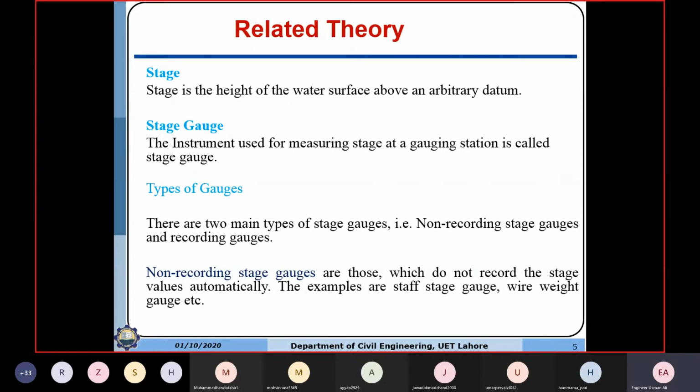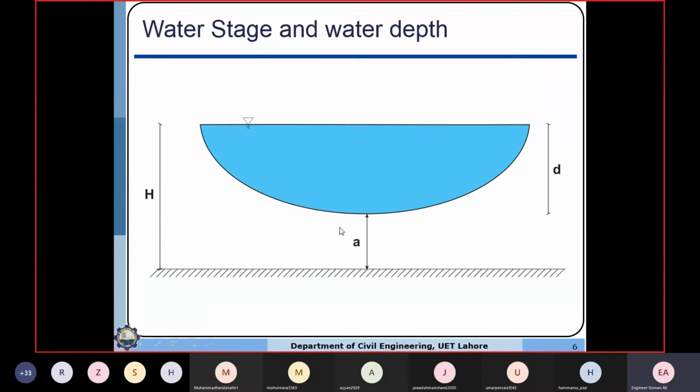Stage gauge is the instrument used for measuring the stage. And remember this: if we take the channel bed as datum, then the stage and depth will be the same. And when we talk about depth, it is the average depth of flow, because within a channel the depth may be different at different places. So we take the average depth of flow in this case.